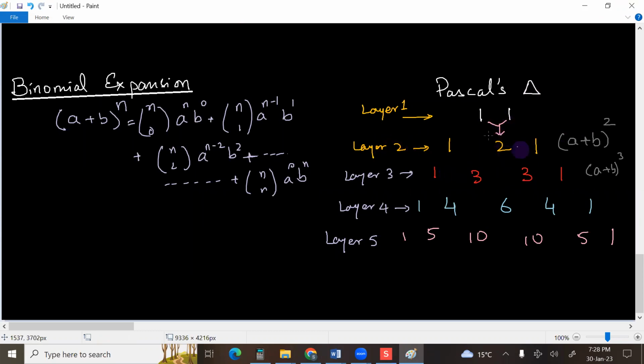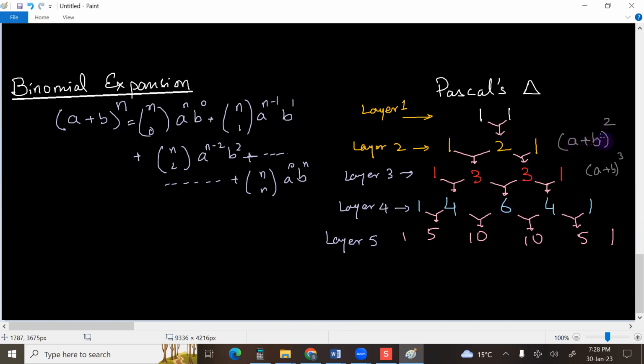So layer 2 has 1, 2, 1, and layer 3 will have 1, 3, 3, 1. Layer 4 will have 1, 4, 6, 4 and 1, and finally I have just written up to the fifth layer, and you can see how it is constructed. Now what does this bring?